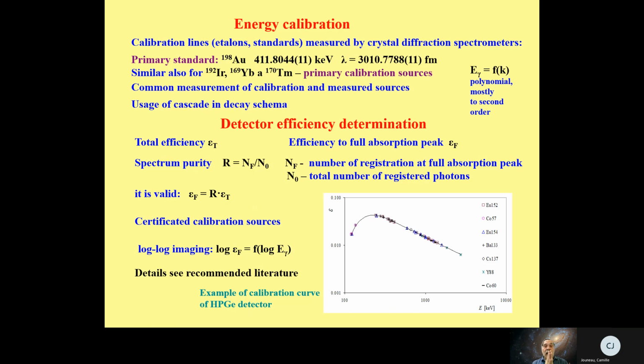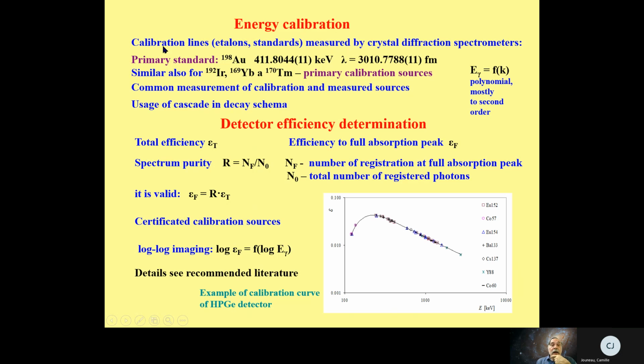This area is important for determination of intensity, and this position is necessary to know for derivation of energy, to obtain a calibration of energy, that means which channel is which energy. For this, it's necessary to use calibration lines, some etalons or standards.